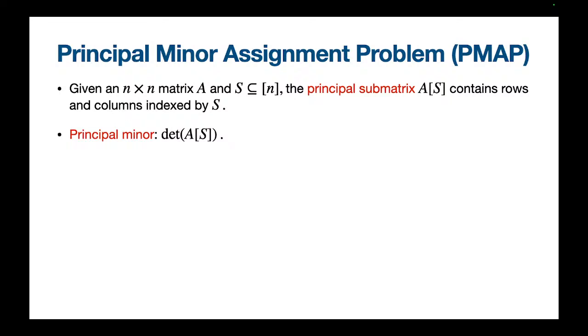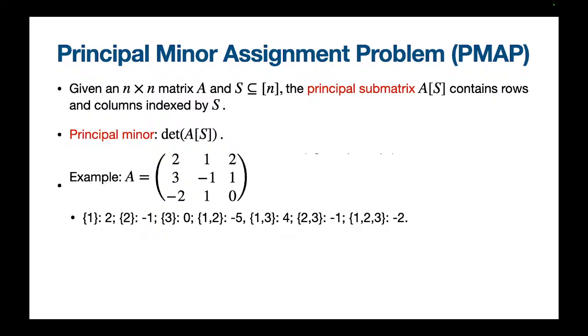First I will define what principal minors are. For a matrix A, if we take the same subset of rows and columns, we get the principal submatrix for that set S. When we take its determinant, it is called its principal minor. Here is an example: this 3 cross 3 matrix, and the following is the list of all of its principal minors.